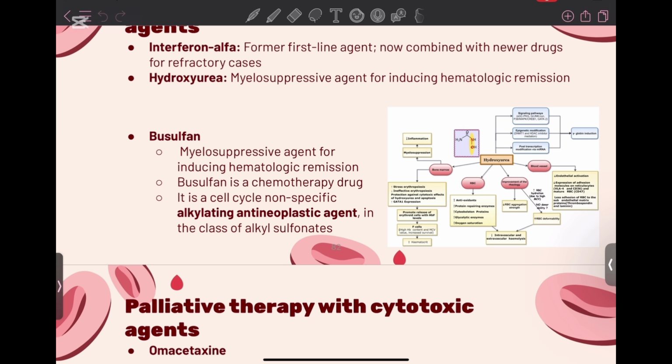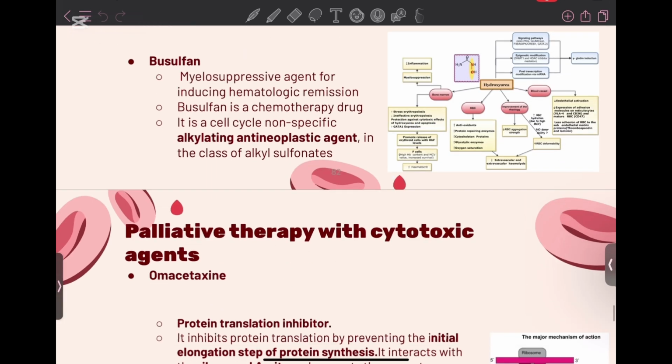It's a chemotherapy drug that is cell cycle non-specific, and what type of agent is it? An alkylating agent that is going to result in damage to the DNA.